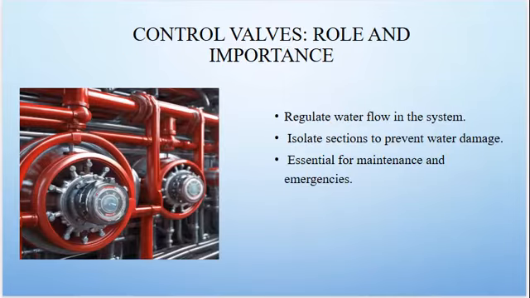Control valves, role and importance. Control valves play a vital role in regulating water flow within the sprinkler system. They allow for the isolation of specific sections to prevent water damage during maintenance. Proper management of control valves is essential for ensuring system reliability. During emergencies, these valves can be critical for directing water flow where needed. Regular maintenance of control valves ensures their functionality and accessibility.